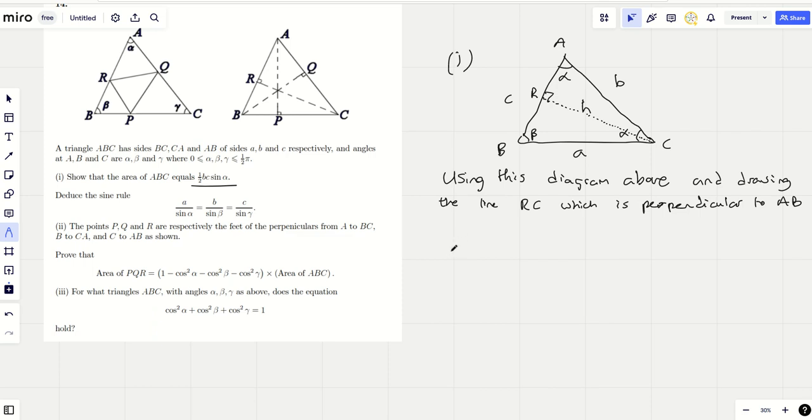What we have to do is say the area of ABC is going to be equal to a half times base times height. So it's going to be CH over 2. Nothing too controversial there.